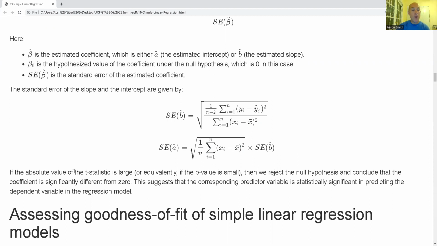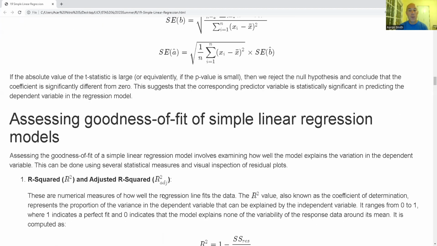If the absolute value of the t statistic is large, or equivalently if the p-value is small, then we reject the null hypothesis and conclude that the coefficient is significantly different from 0. This suggests that the corresponding predictor variable is statistically significant in predicting the dependent variable in the regression model.